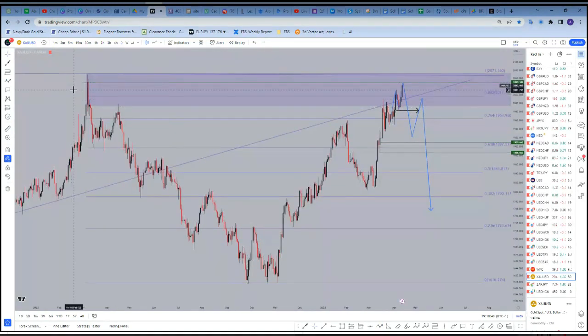You can see that resistance order block, or that supply zone rather, on the weekly time frame. This is us breaking it down on the daily time frame, and this is what it looks like. So until I have a break below this previous low, I am still going to uphold a bullish bias on gold.